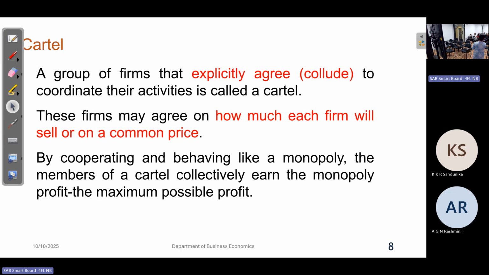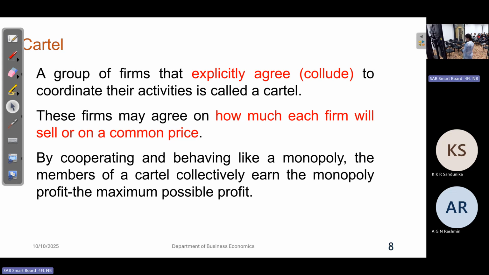If you are assigned 100 units to produce, that particular firm produces 100 units only. The other firms produce whatever quota is assigned to them. Accordingly, they will mutually decide how much to produce, right? So how much each firm will sell or a common price. They can decide either on price or the quantity. Anyway, they are going to limit the competition and come to an agreement among themselves. So that is a cartel.